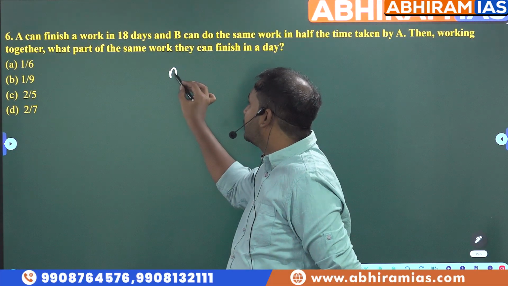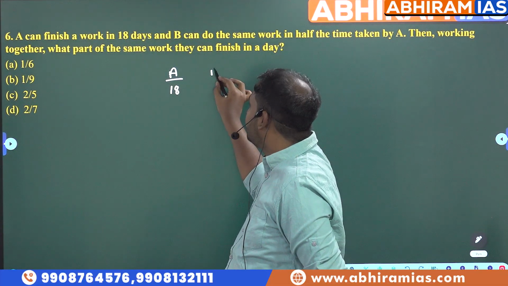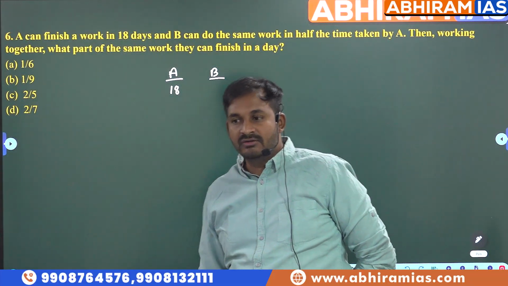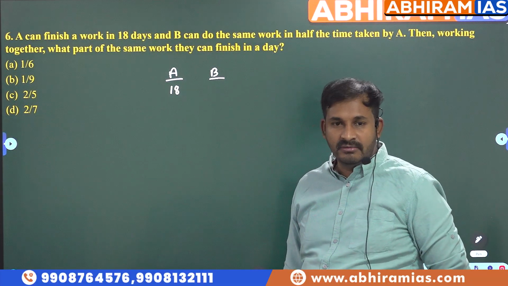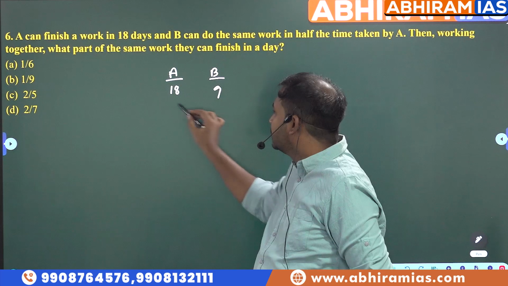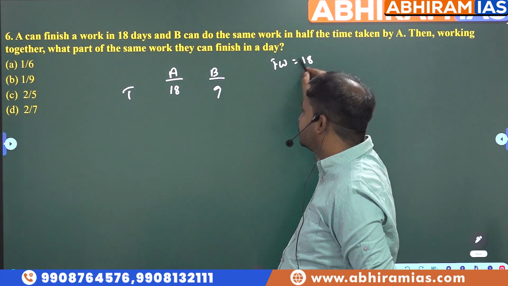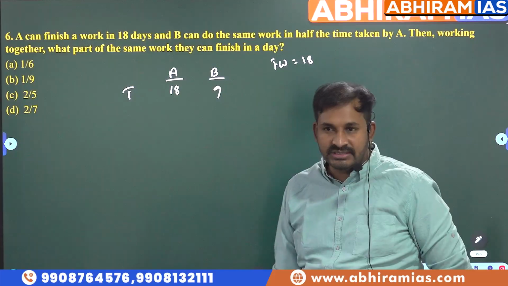A can do the work in how many days? 18 days. Now tell me what will be the time taken by B? 9 days. Why? Because B can do it in just half the time taken by A. So now what will be my total work? 18. Directly we get it, because the LCM of 18 and 9 is 18.